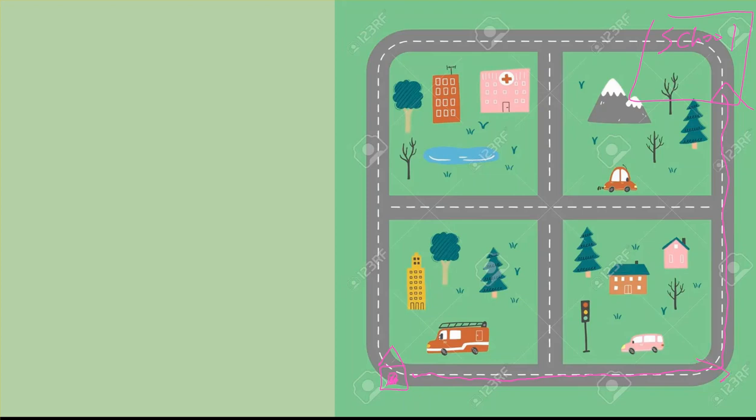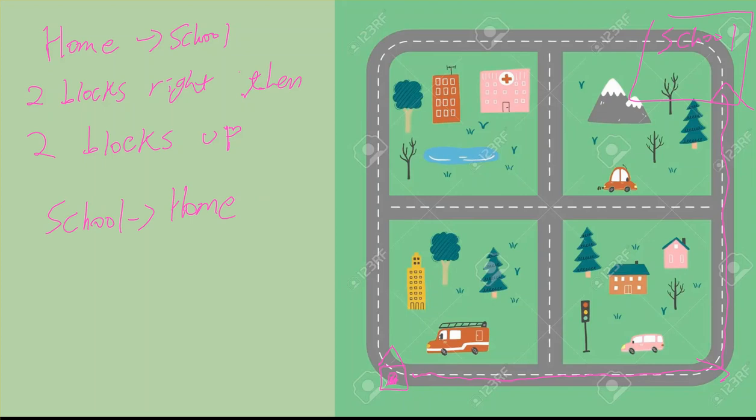Then your directions from home to school are 2 blocks right, then 2 blocks up. Then if I were to come back home from school, what would the directions be? So let's take a look.